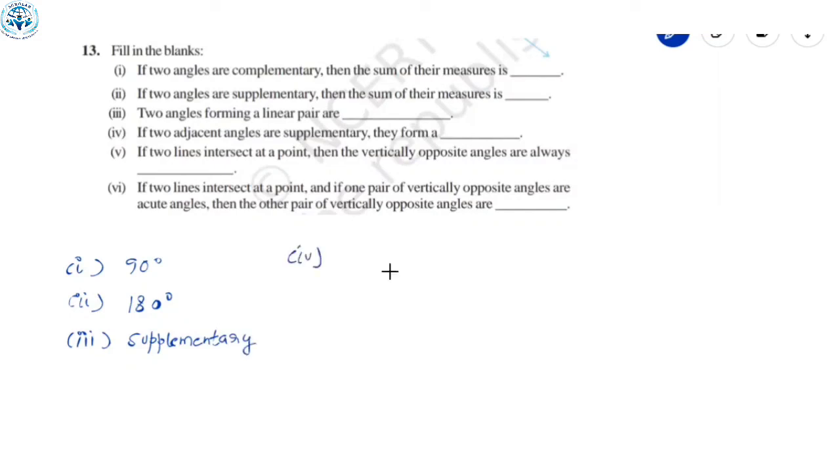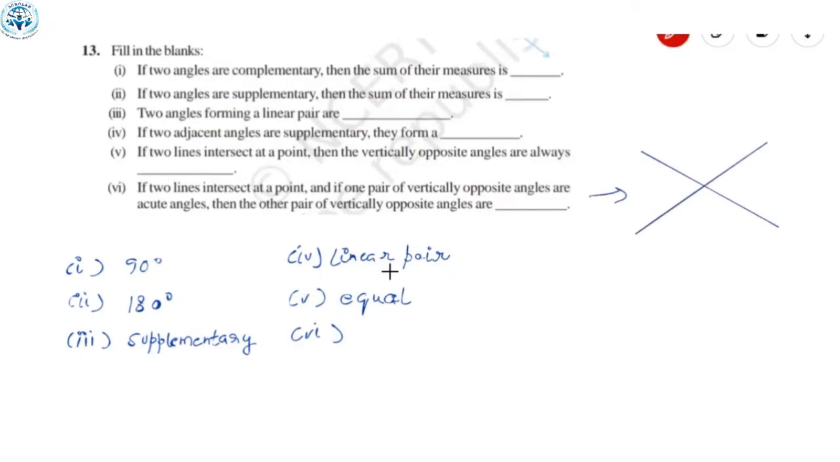If two adjacent angles are supplementary, they form a linear pair. If two lines intersect at a point, then the vertically opposite angles are always equal. If two lines intersect at a point, if one pair of vertically opposite angles are acute angles, then the other pair of vertically opposite angles are, let's find out. These are two acute angles. You can easily see that the other pair of vertically opposite angles are obtuse.